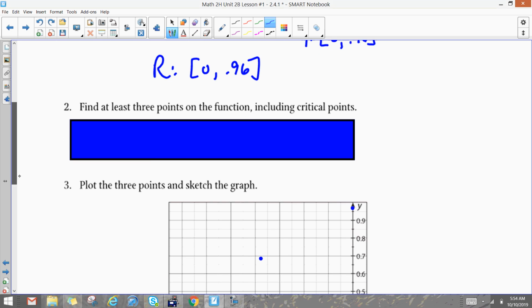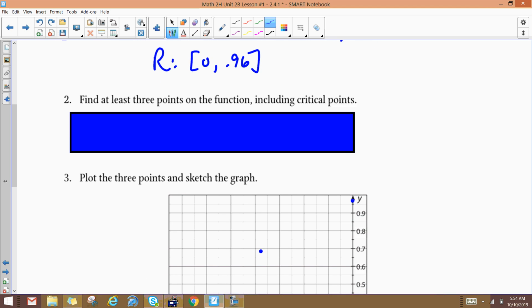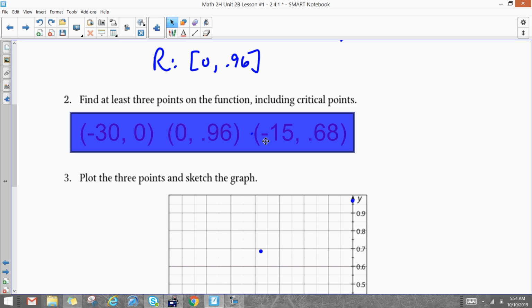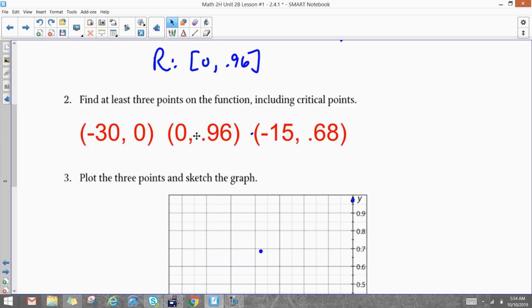So this just says find at least 3 points on the function. How would you find 3 points, including the critical point? Well, our critical point was that (-30, 0). I found a new point at 0.96. Just substitute any other value, and you should be able to figure out a third point. I chose to substitute in a negative 15, halfway.